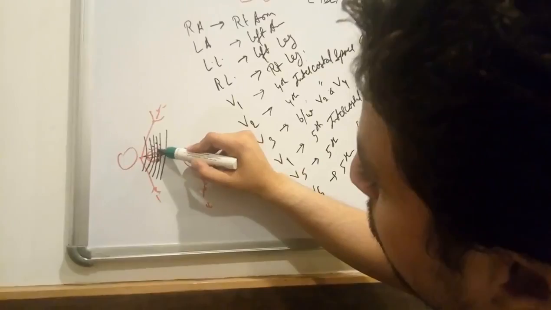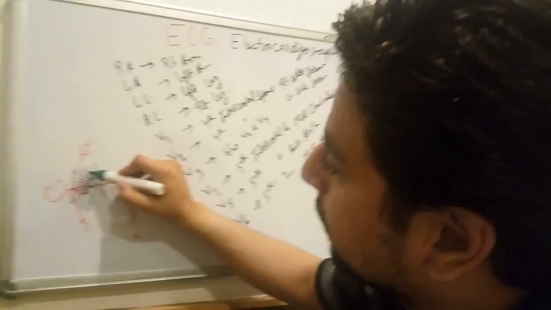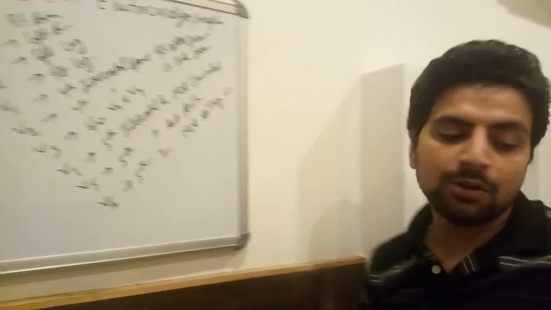Here V2, left side of sternum. And here V3 between V2 and V4. And here we are going to put V4, mid clavicular region. And then horizontally, V5 and V6, anterior axillary and mid axillary. I hope till here you have understood it very well.